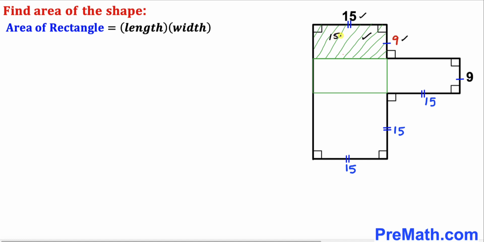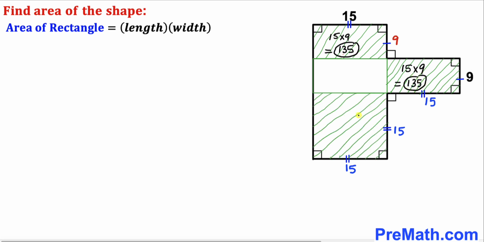15 times 9 is going to give us 135 square units. Now let's focus on this rectangle. Our length is 15 and the width is 9. So the area is going to be 15 times 9 equals 135 square units. Now let's focus on this square.